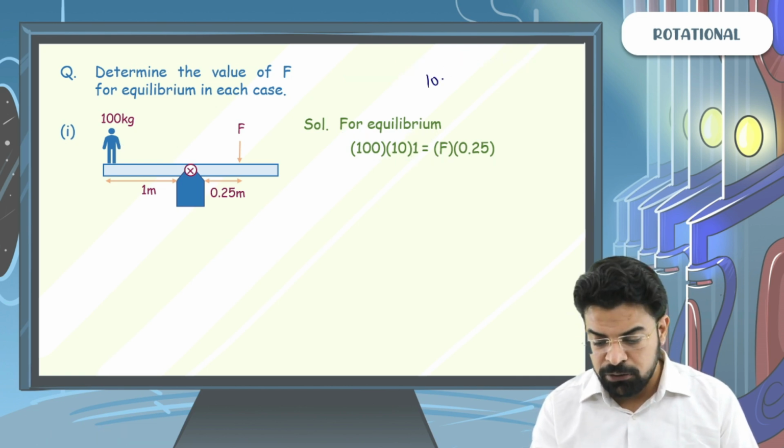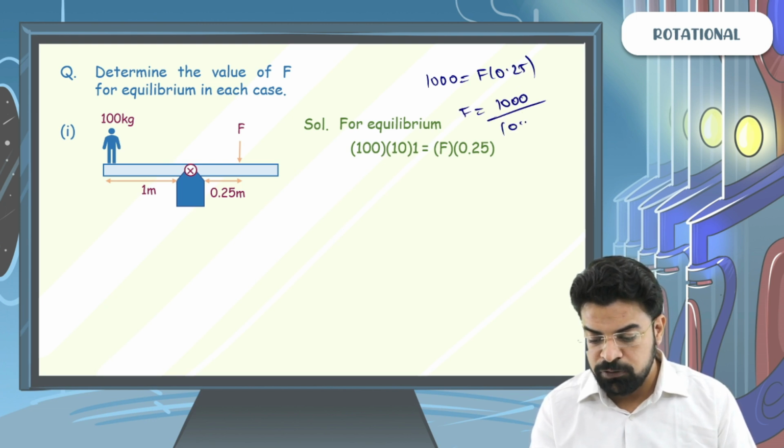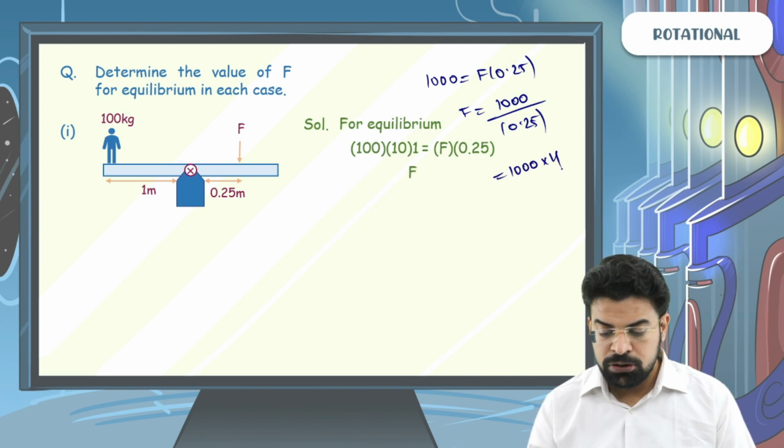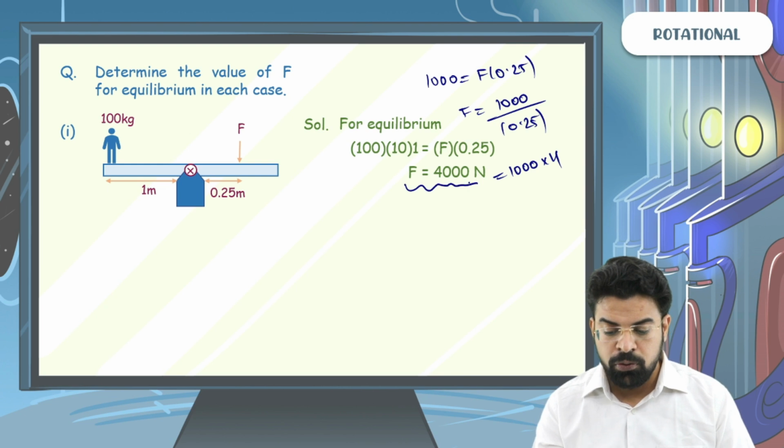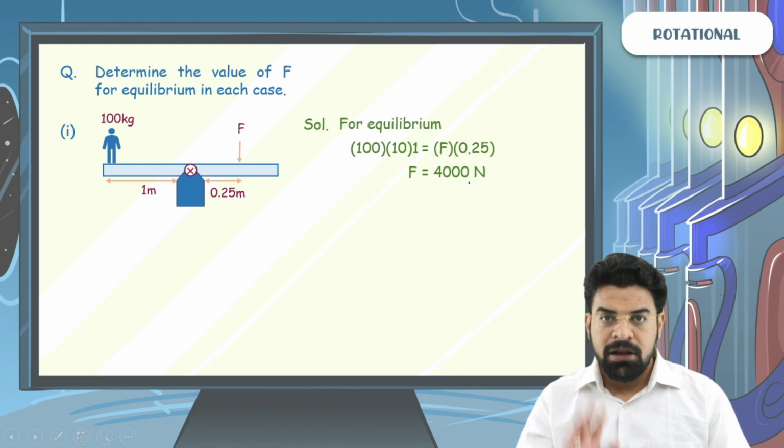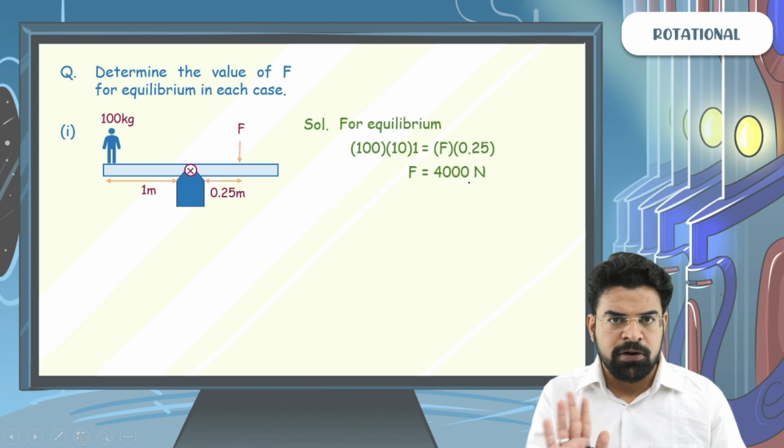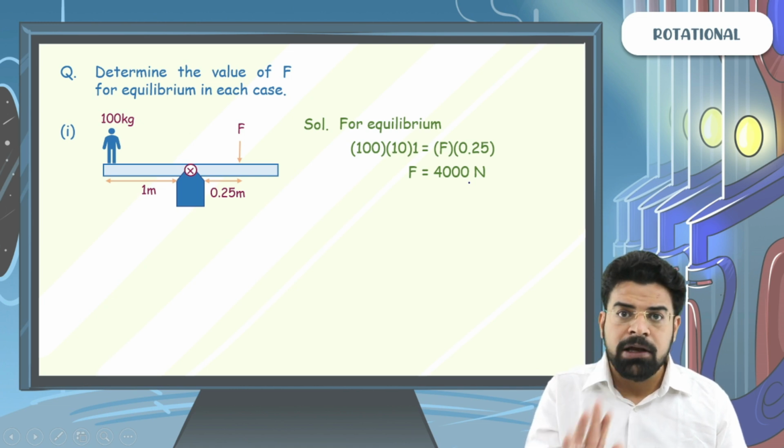So you get 1000 equals F into 0.25, or the force has to be equal to 1000 by 0.25, and 1000 by 0.25 is as good as 1000 into 4. So the force comes out to be 4000 Newton. Easy. Let's do more. If you haven't got it, do not worry. Doing more problems will make you understand how to write torque in each case.